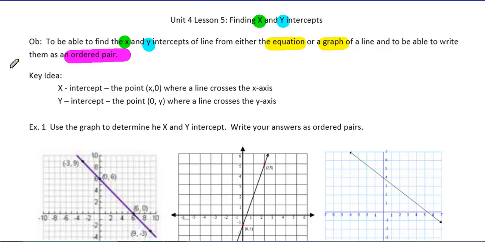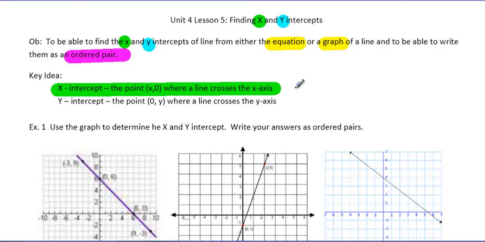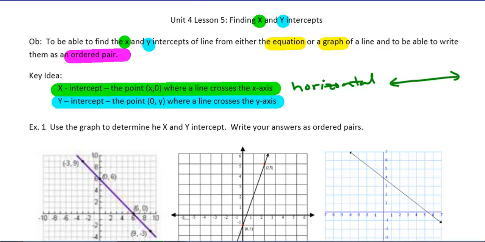When we look at our intercepts, the x-intercept is the point where the line crosses the x-axis, and I want you to write this next to it: the x-axis is the horizontal axis, the one that looks like this. The y-intercept is the point where the line crosses the y-axis. Just like the other one, we're going to write this: it is vertical, and the lines go up and down.